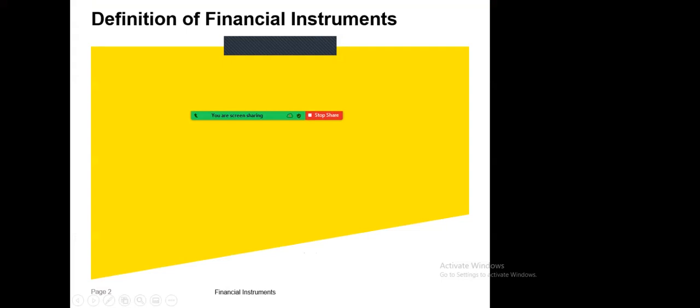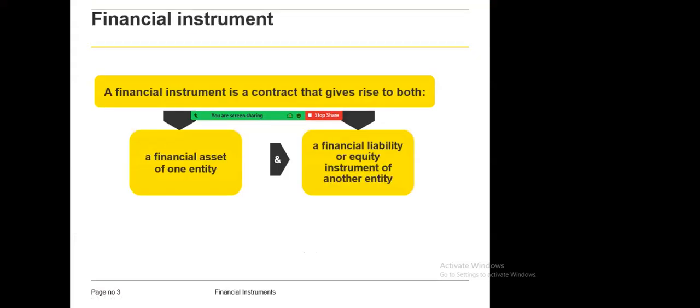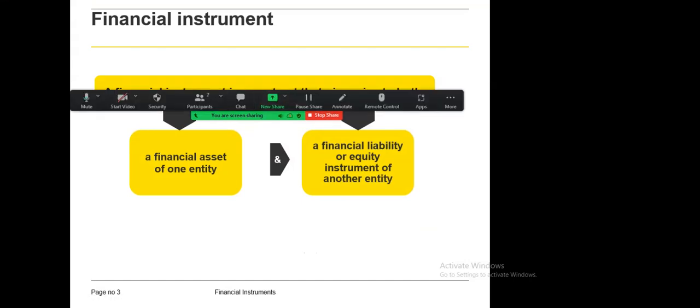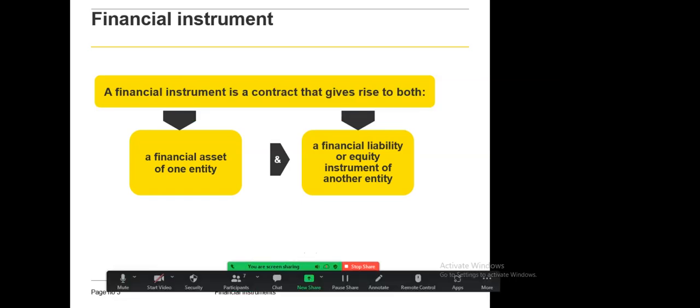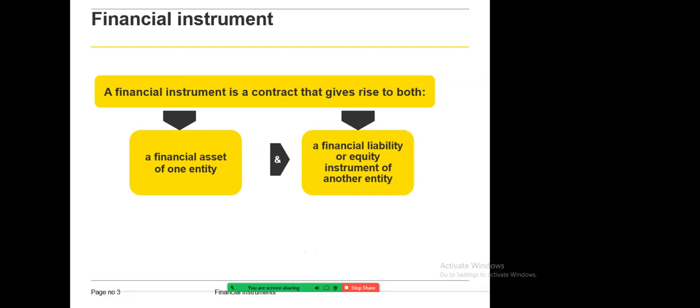Yes, so let us start with the financial instrument. In this, first of all, we will understand what we mean by a financial instrument. A financial instrument can be a financial liability or a financial asset also. A financial instrument is a contract that gives rise to both a financial asset of one entity and a financial liability of another entity.